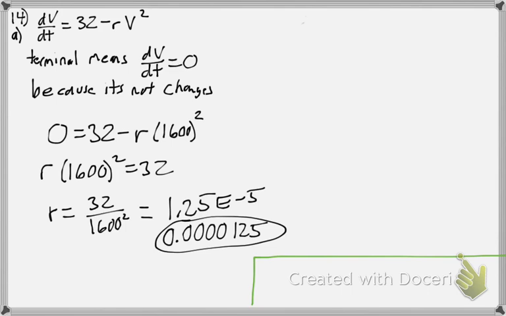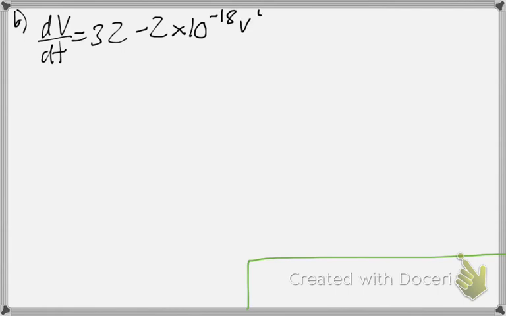So part B says a meteor may enter the Earth's atmosphere at a velocity as high as 90,000 feet per second. The downward velocity v in feet per second of a meteor in Earth's atmosphere is governed by the following equation of change. So they give us dv over dt is equal to 32 minus 2 times 10 to the negative 18 v to the fourth. How fast will the meteor be traveling when it strikes the ground, assuming that it has reached terminal velocity?